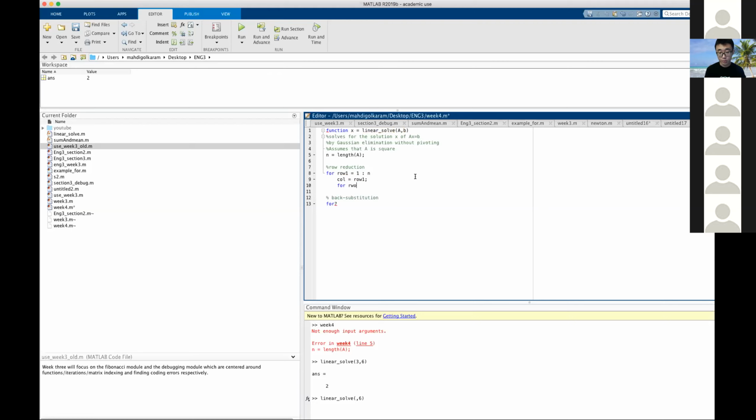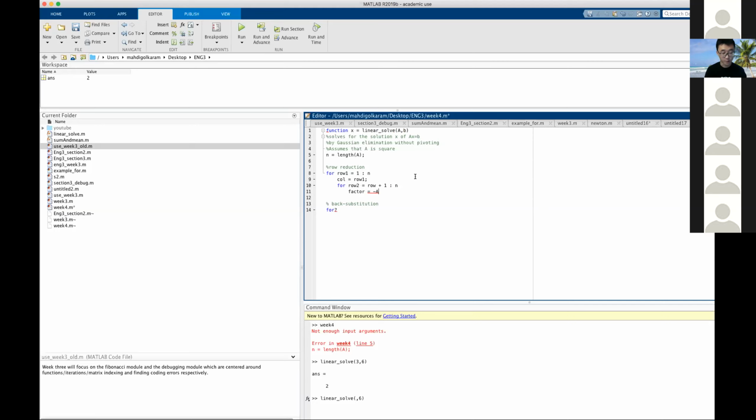And then for row 2, here we actually have 2 rows, right? Because when we do row reduction, we apply a factor to one row and then add it to the other row. So this is row plus 1, right? Because we don't need to apply it to the current row. And then we need to calculate a factor, right? As we talked about in the material.